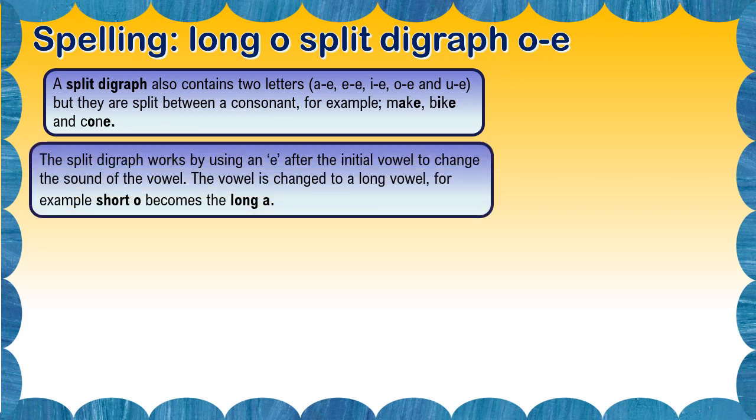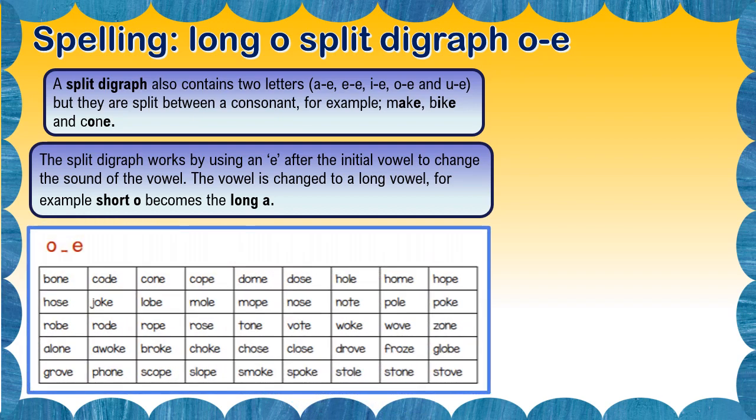The split digraph works by using an E after the initial vowel, and that changes the sound of the vowel. So the vowel is changed from a short O sound to becoming a long O sound. So, let's have a look. There's a whole bunch of words with a long O sound.